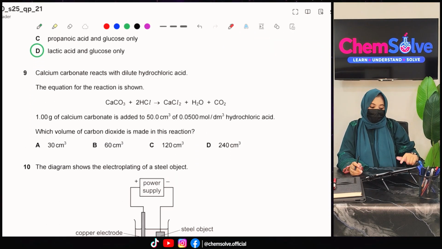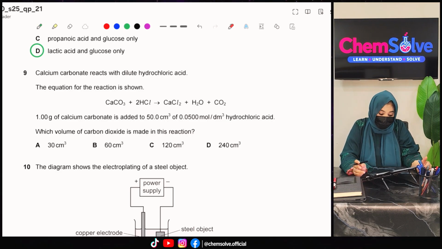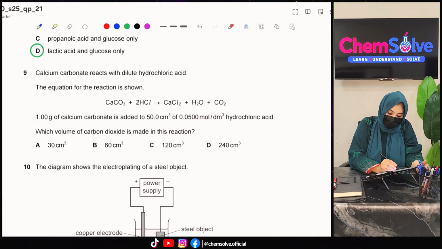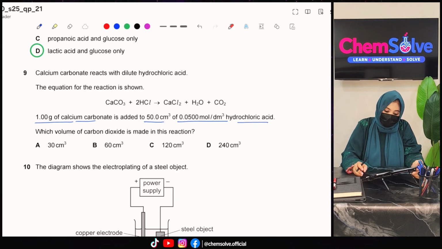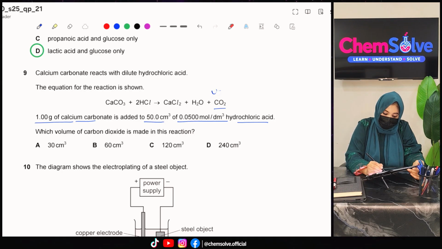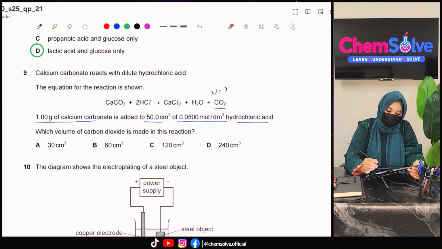Okay, now move towards question number 9. For question number 9, calcium carbonate reacts with dilute hydrochloric acid, and the equation is given to you. So we are provided with 1 gram of calcium carbonate and 50 cm cube of hydrochloric acid of this concentration. This is the mass of the calcium carbonate. And what do we have to find out? We have to find out the volume of carbon dioxide. For these types of question, we need to calculate the moles for both of the reactants.